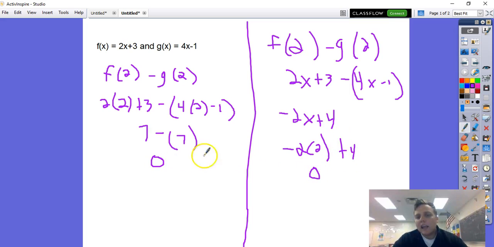So both ways gave us 0. It doesn't matter which path you want to go. I just want you to be aware of both, all right? And this same idea would work if the two functions were multiplying, or if the two functions were adding. You could either plug the number into both functions and then solve, or you can put the two functions together and then evaluate. It's totally up to you. Both ways work, all right?